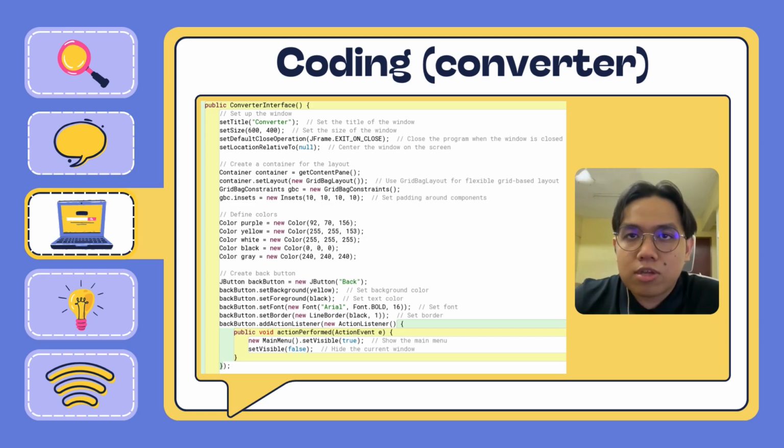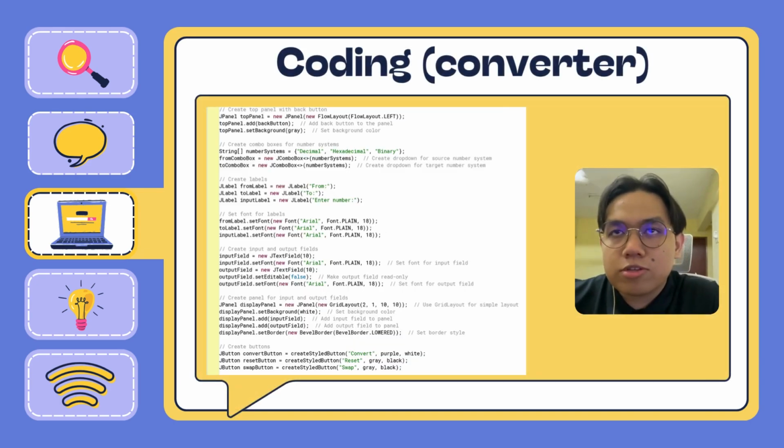So we have the layout setup. This coding will add padding around the components. Next is the back button action listener. This makes it so when the user clicks the back button, it will go to the main menu. new MainMenu().setVisible(true) creates a new instance of the menu and makes it visible. The next one is creating the top panel with the back button.